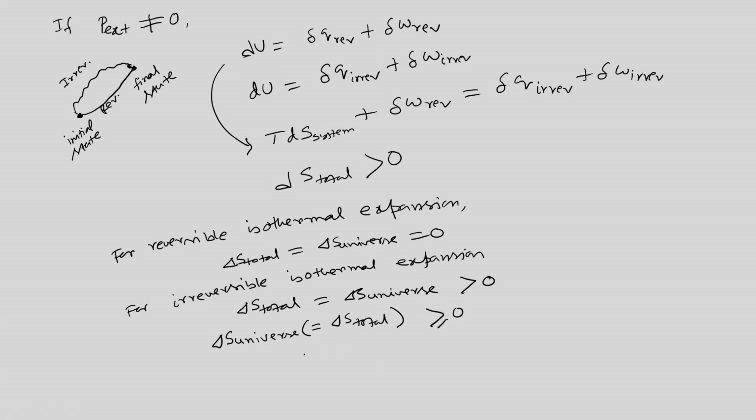So, the equal sign refers to a reversible process and the greater than sign refers to an irreversible process.